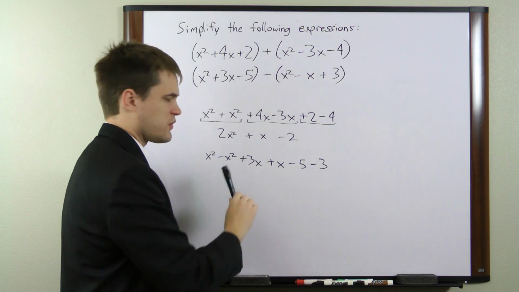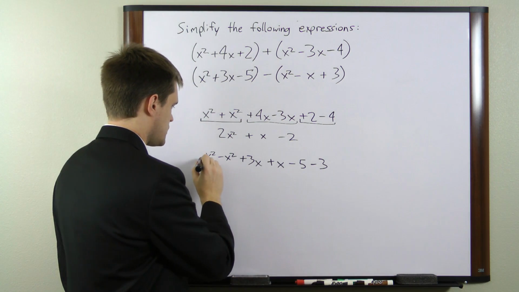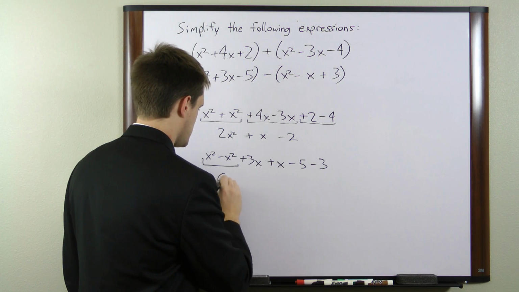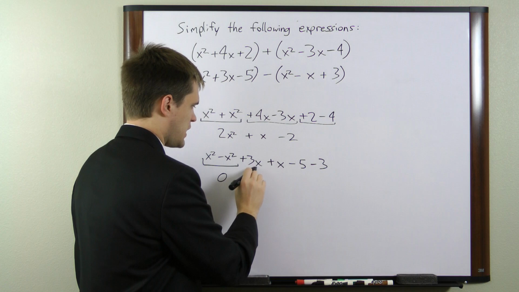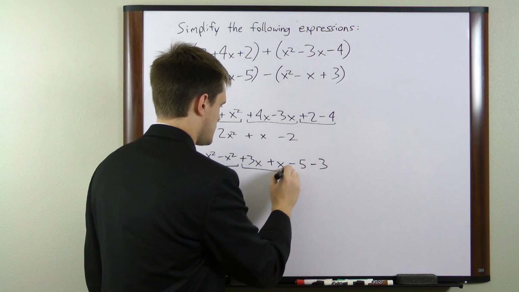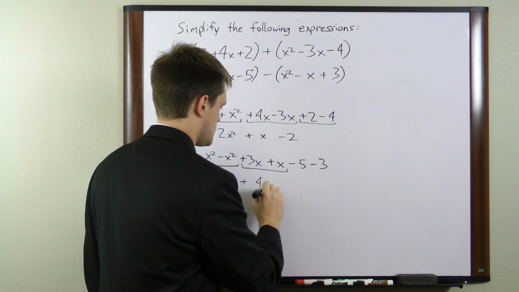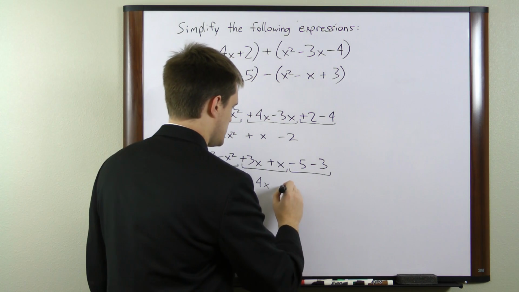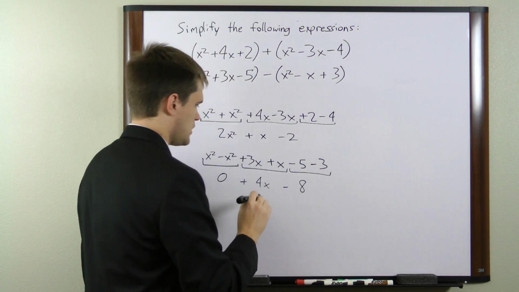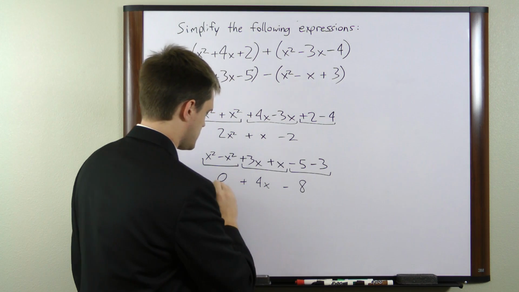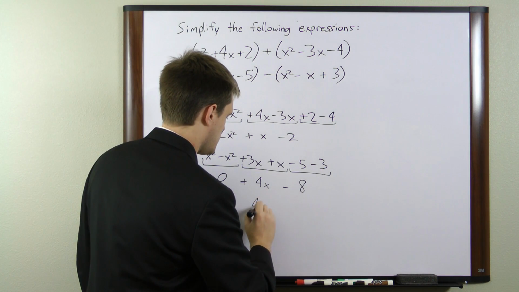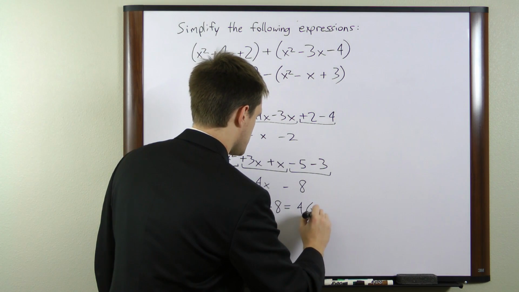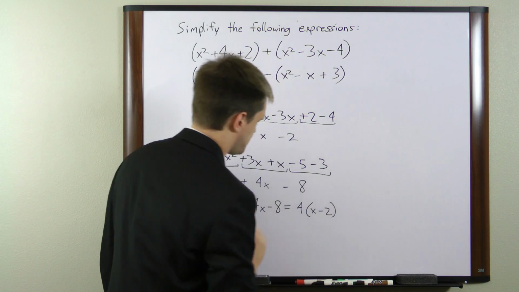And once again, we have our like terms already grouped, so we'll go ahead and add them separately. X squared minus x squared is going to be 0. 3x plus x is going to be 4x, and minus 5 minus 3 is going to be a minus 8. So what we have here, this 0 can just go away. We have 4x minus 8, or 4 times x minus 2.